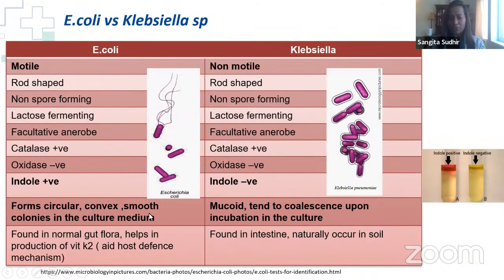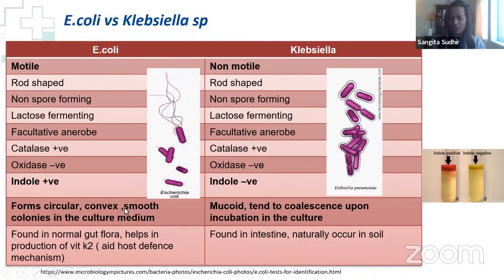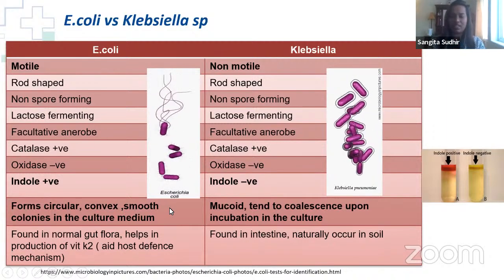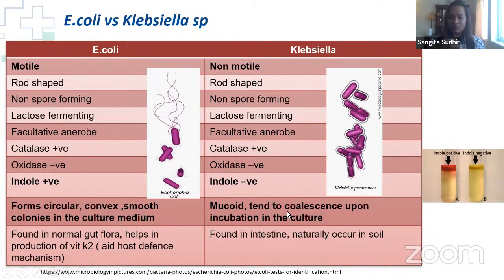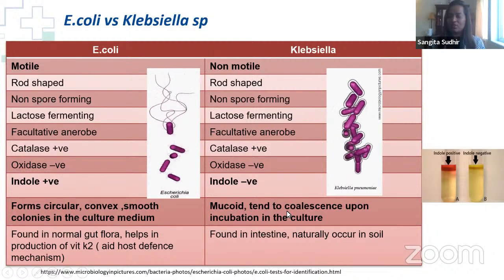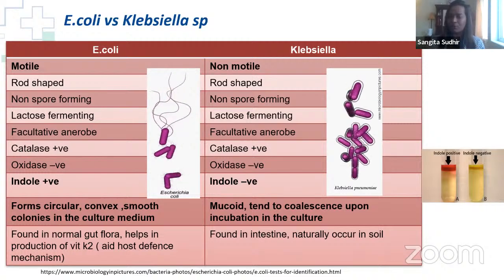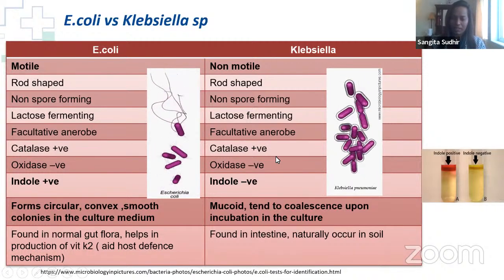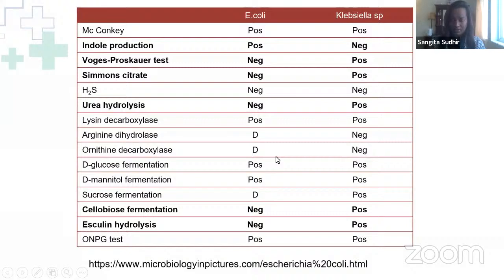Another feature is that E. coli, when cultured in the medium, forms circular, convex, smooth colonies, whereas Klebsiella tends to be mucoid. They become coalescent upon prolonged incubation. We'll discuss it in the coming slides.